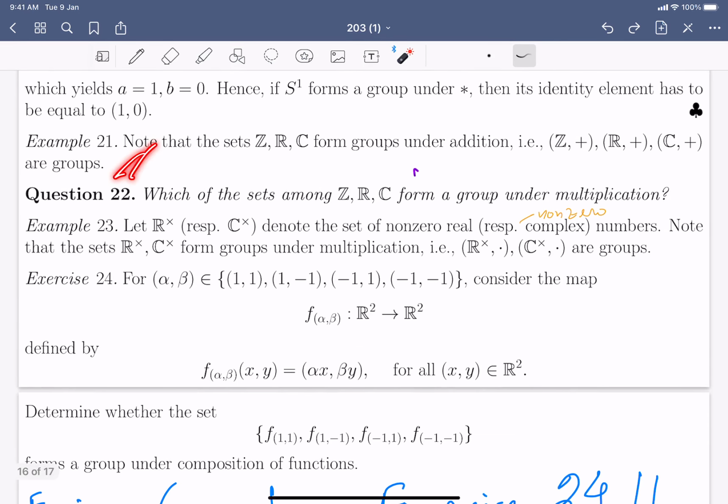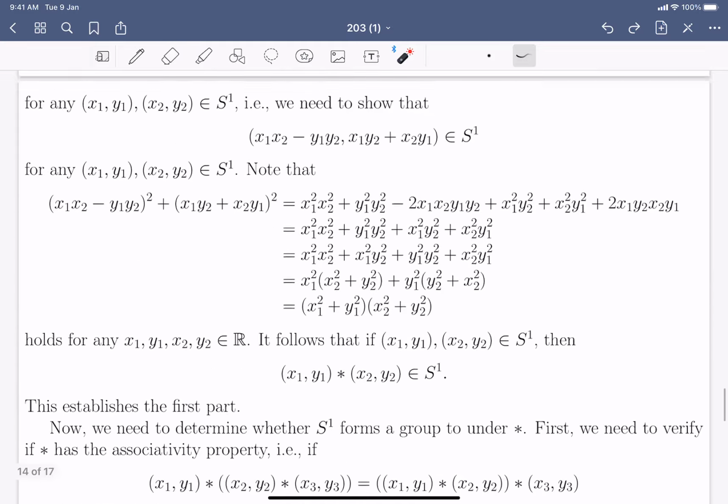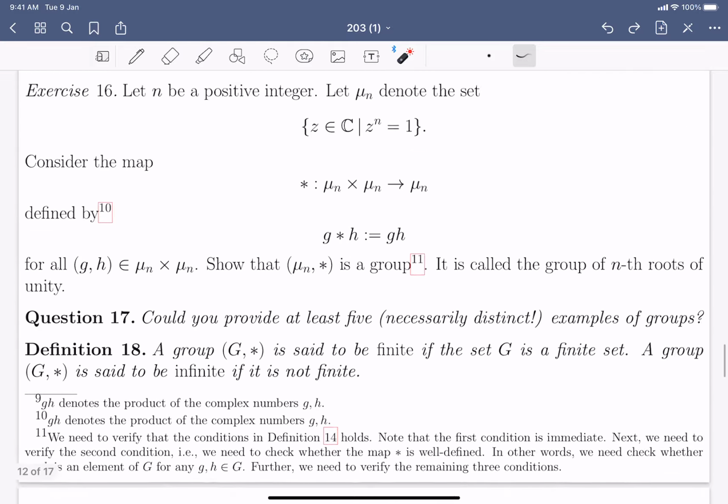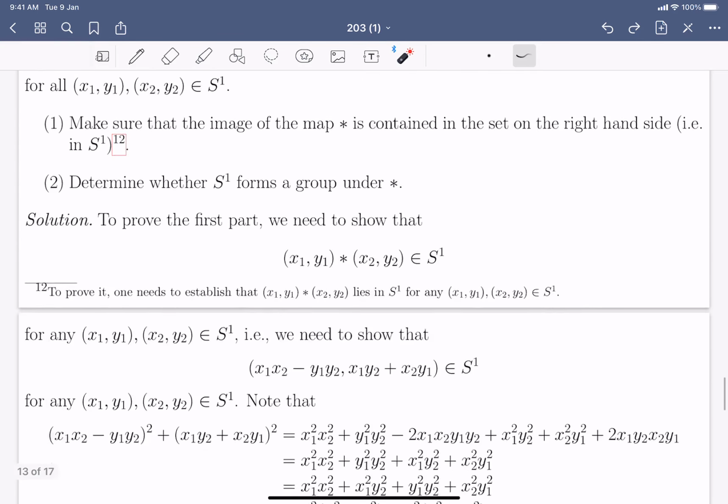Great. Here is an example. Some of you have already come up with all that, because I asked you to write down, or at least to provide, at least 5 distinct examples of groups.